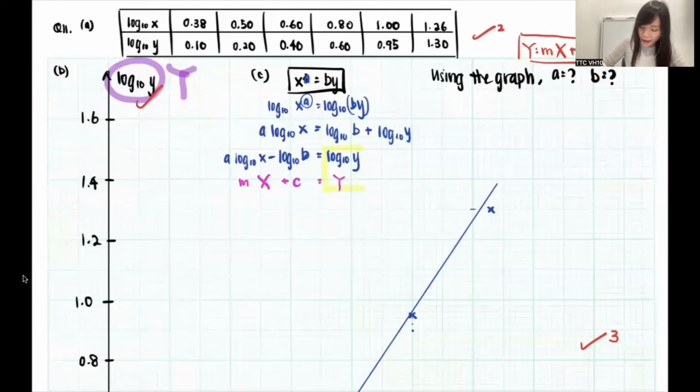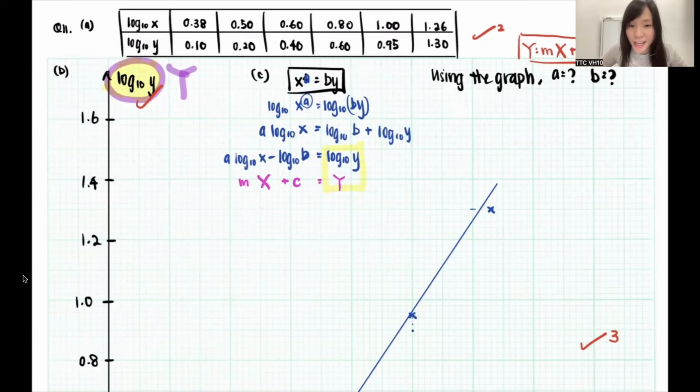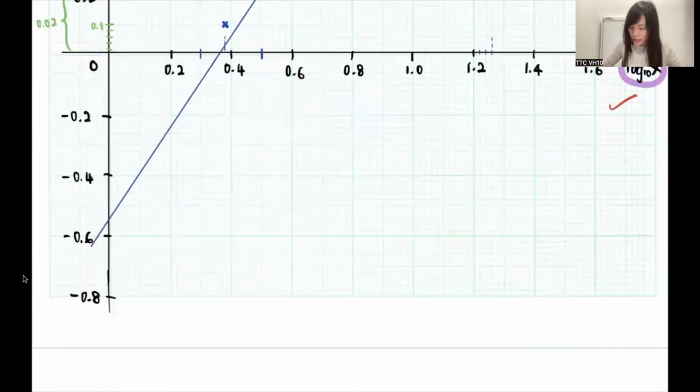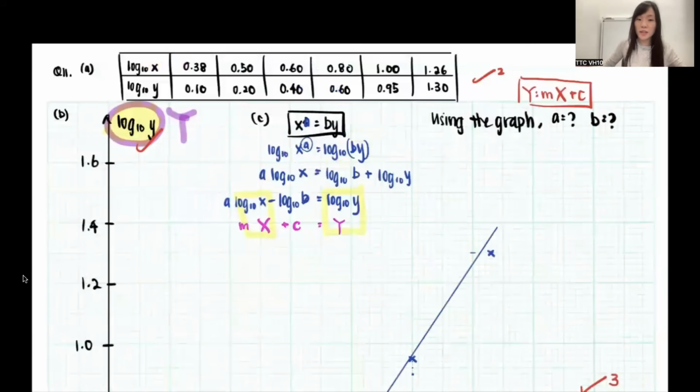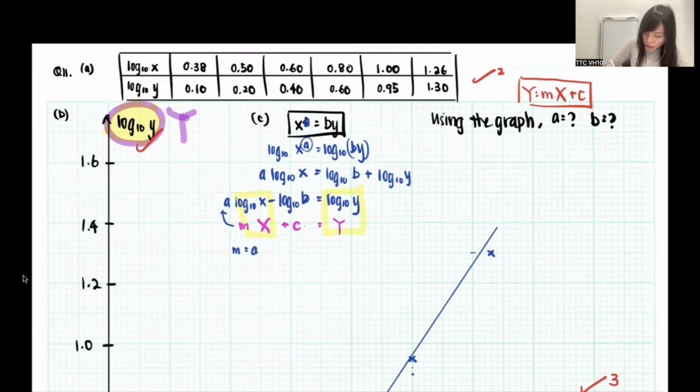Let me double check and see whichever I get makes sense or not. You see, the big Y I get is log 10 Y based on the position. So isn't it tally with whatever I should get? And then the big X is log 10 X. Isn't it again tally with whatever I get as well? So if the log 10Y same, the log 10X same, I think the rest should be the same also. So under compare, isn't your gradient should be same as your A? Isn't it your C should be same as your negative log 10B? So now the question want to find A and B using the graph, you just need to find M and C.